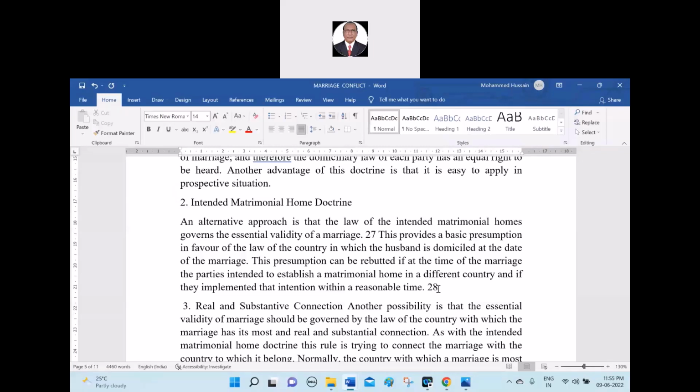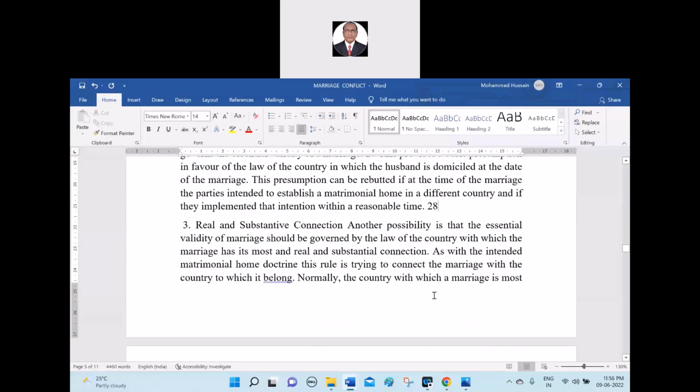Okay, real and substantial connection, another possibility: the essential validity of the marriage should be governed by the law of the country with which the marriage has its most real and substantial connection. So for a marriage, where the substantial connection of the parties would be there to a country, that country's law would be applied.